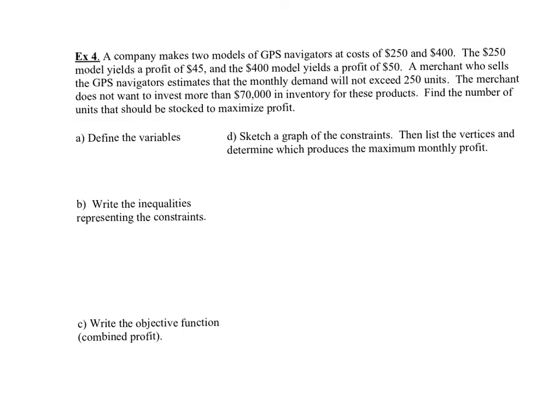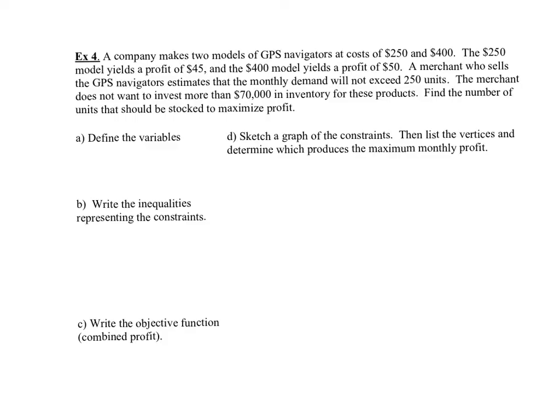Okay, now we're going to do a word problem. I might show you two, I haven't decided, but in class we're just going to do one. For example, it says a company makes 2 models of GPS navigators at costs of $250 and $400. The $250 model yields a profit of $45, and the $400 model yields a profit of $50. A merchant who sells the GPS navigators estimates that the monthly demand will not exceed 250 units. The merchant does not want to invest more than $70,000 in inventory for these products. Find the number of units that should be stocked to maximize profit.